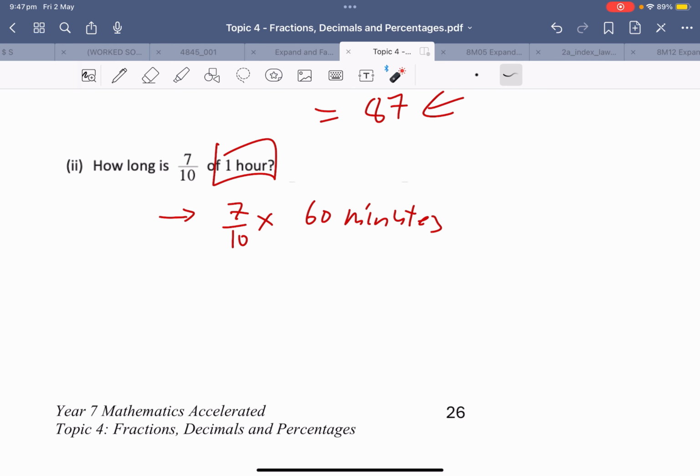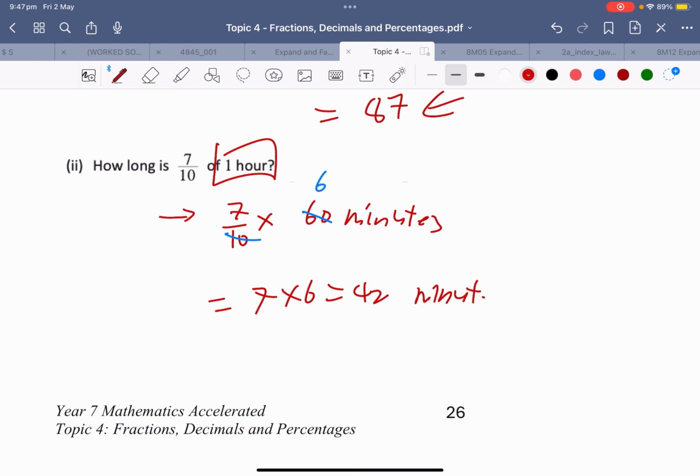If I have 7/10 times 60, this is the same as 7 divided by 10 times 60, right? They can actually kind of go together and then cancel out what we can. So 10 and 60 cancel out to be 6. So we end up getting 7 times 6, which is 42 minutes. So 70% of an hour, or 7/10 of an hour, is 42 minutes. Okay?